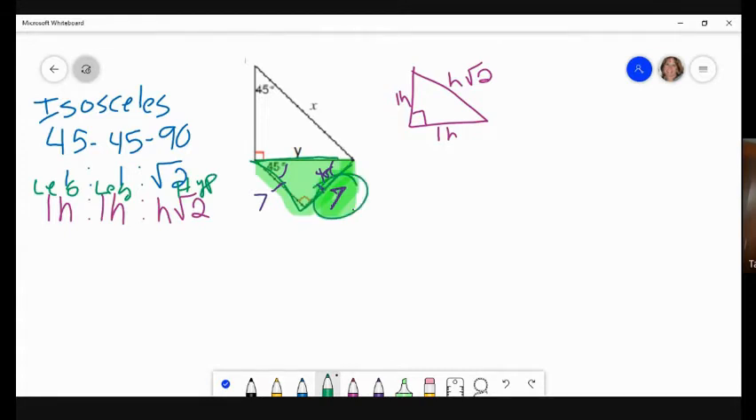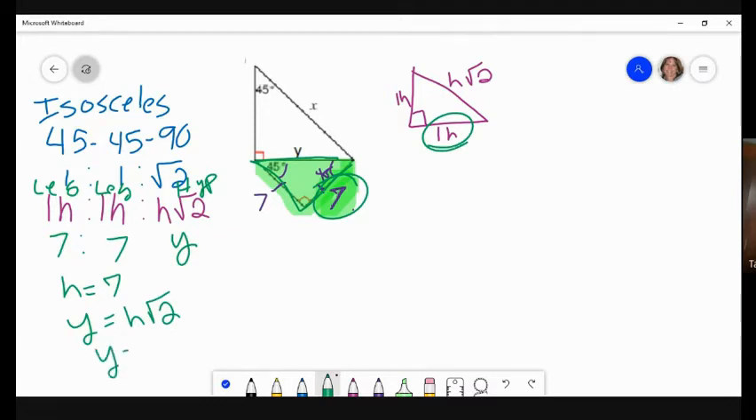And again, for our little triangle here, they are giving us the leg. Okay, and of course, if you're matching it up with a similar triangle, that means it's lining up with our side that's the leg. Okay, so that is 7. So if h is 7, then my other h is also 7. And then that allows us to just understand, okay, well, if h is 7 and my hypotenuse, which is my y value, equals h square root 2, then that means I just have to take my h and plug it in. And I get 7 square root 2.